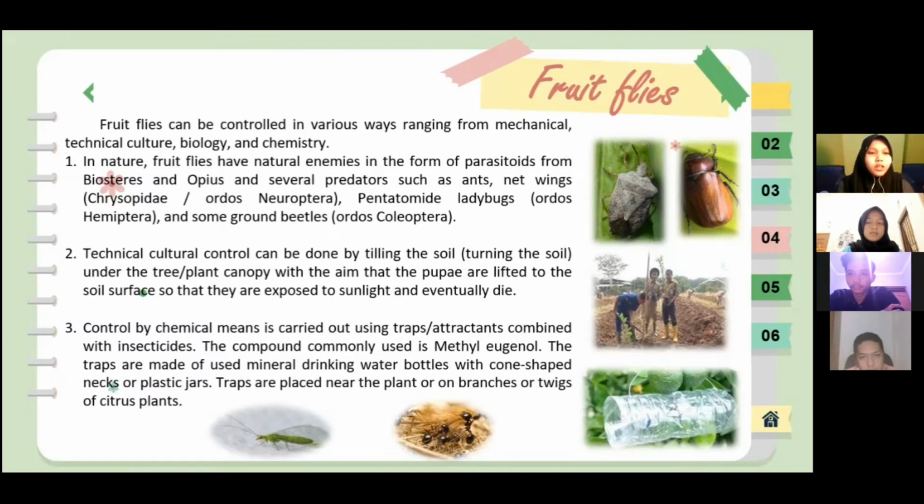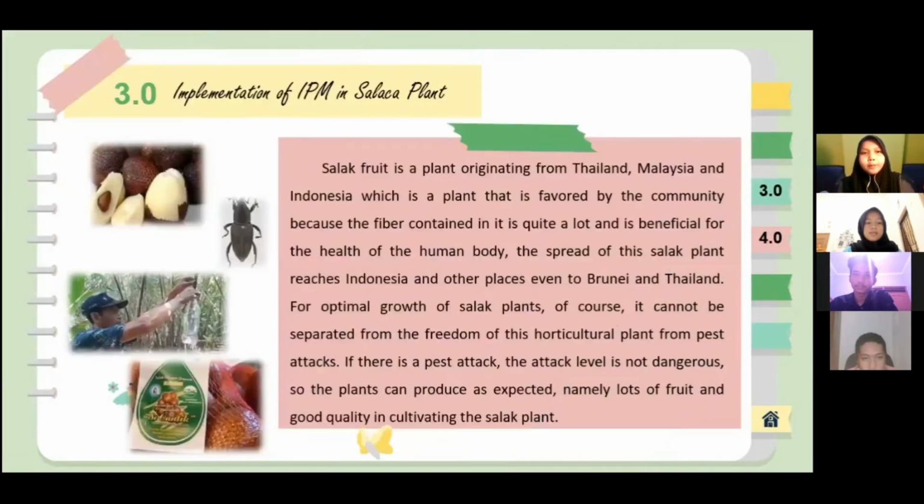And then last is control by chemical means, carried out using traps or attractants combined with insecticide. The compound commonly used is methyl eugenol. The traps are made of used mineral drinking water bottles with cone-shaped necks or plastic jars, and then traps are placed near the plant or on branches or twigs of citrus plant.